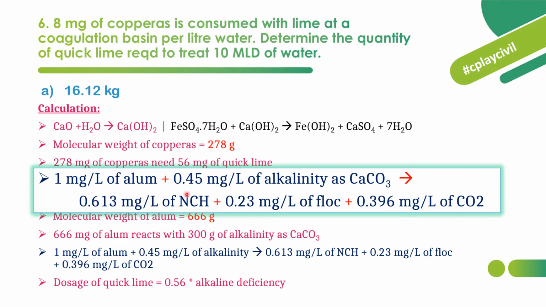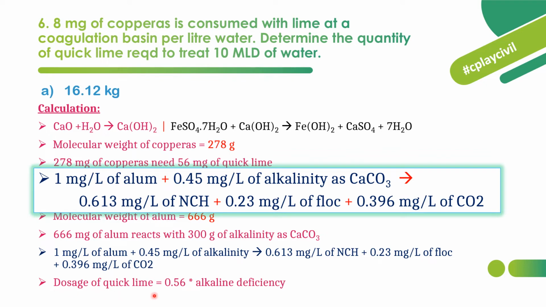So 1 milligram of alum on reacting with 0.45 milligram per liter of alkalinity as calcium carbonate will give 0.613 milligram per liter of calcium sulfate, that is non-carbonate hardness, or we can say permanent hardness, and 0.23 milligram per liter of floc, that is aluminum hydroxide, and 0.396 milligram per liter of carbon dioxide. So carbon dioxide imparts acidity.